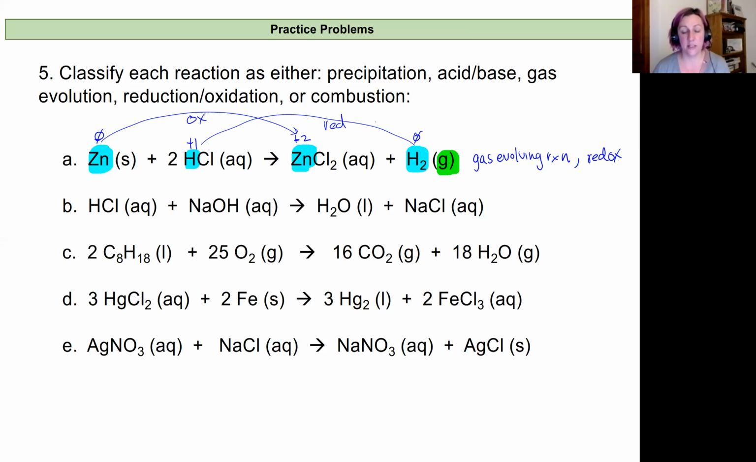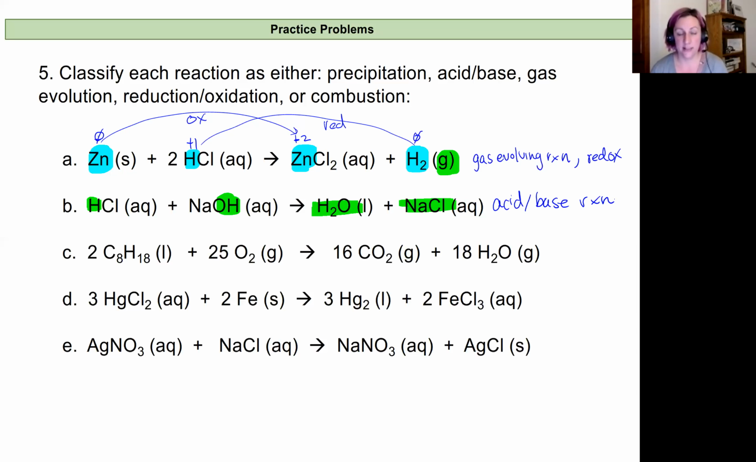Okay, let's look at the next one. So looking at this one, what my eye is drawn to is the water immediately on the product side. And I'm also seeing that I have a salt. Looking at my reactants, then I can see that one of my reactants contains that OH and one contains the hydrogen. And so this production of water and salt tells me this is an acid-base reaction. RXN is my way of abbreviating reaction.